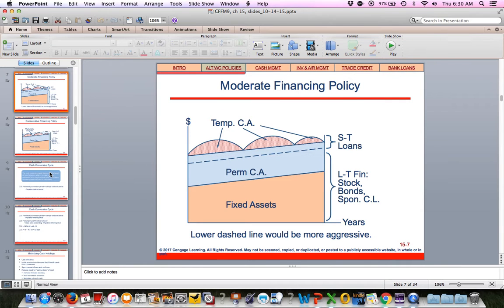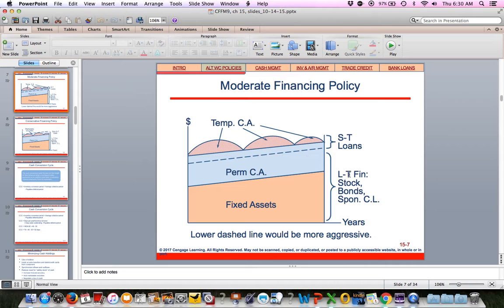And also on page 533, you will see this information right here. This gives you a look at what the different policies look like in terms of financing assets. So this is the moderate policy. 533 shows you all three: moderate, aggressive, and conservative. Moderate's right here.